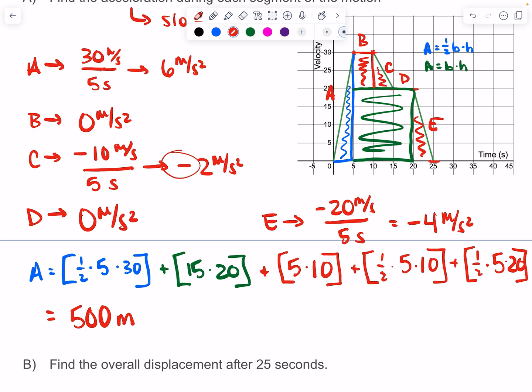So that is the basics behind a velocity time graph. Please jot down any questions you might have, and we'll talk about them in class. Thank you.